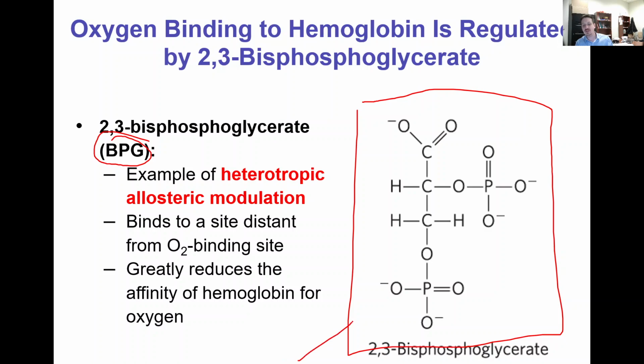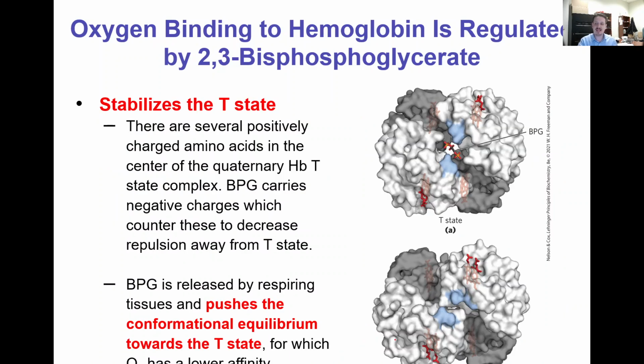Because if there's more BPG, there's more respiration, there's more of a need for oxygen. But notice these negative charges. Remember what I said earlier about the T state, about the donut hole. The donut hole has got all these positive charges. And so the negative charges of BPG help to stabilize and act as a counter-ion for all of these positive charges, and thus the T state can exist.